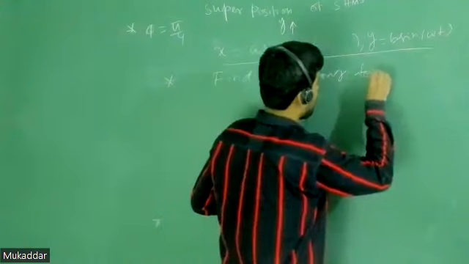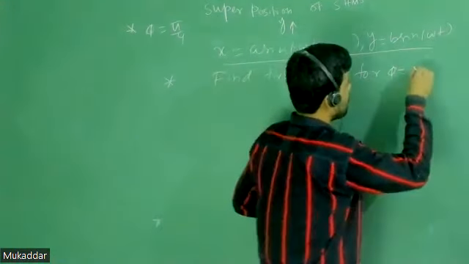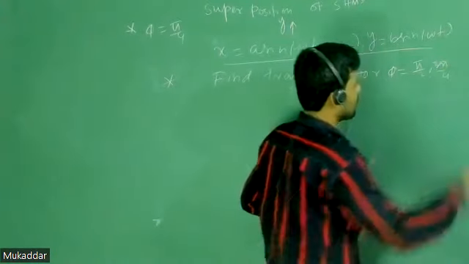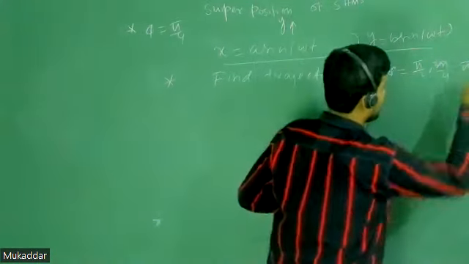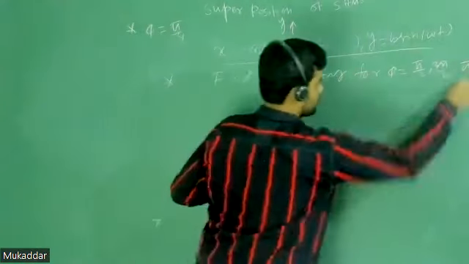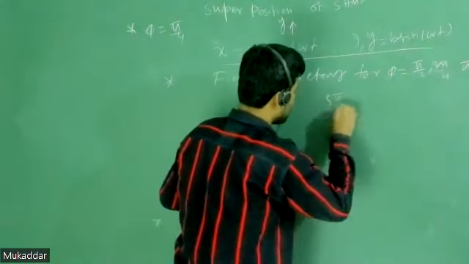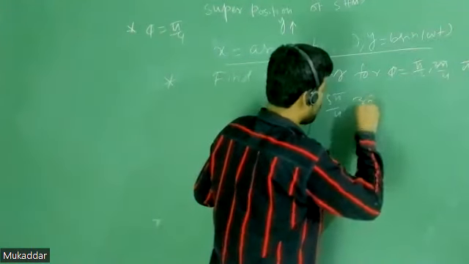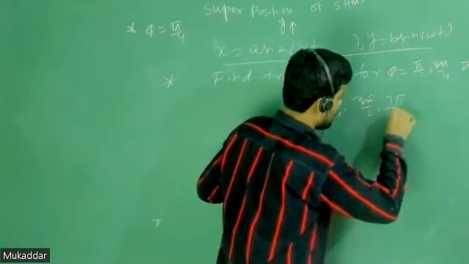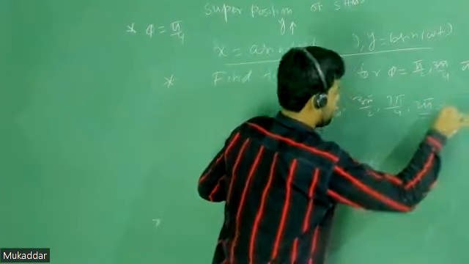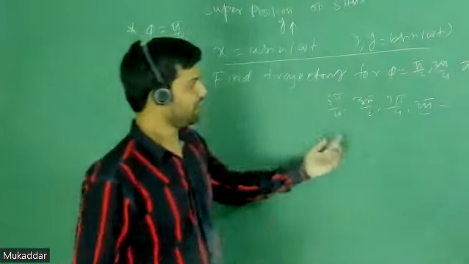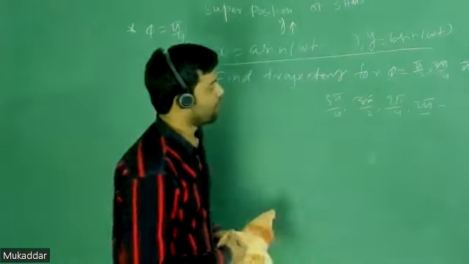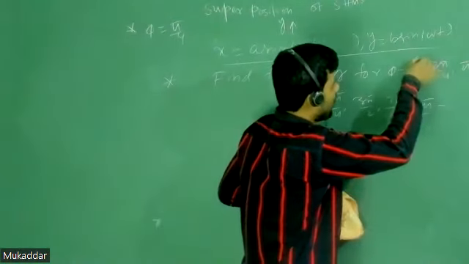For phi equals pi by 2, then 3 pi by 4, then pi, 5 pi by 4, right? 3 pi by 2, 7 pi by 4, 2 pi. Let's try to find that trajectory for the different cases. Please try it. Okay.